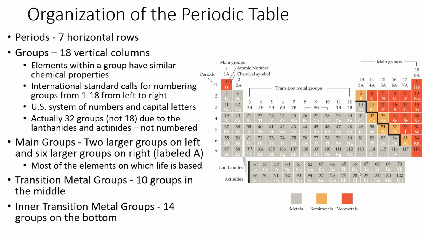So we have main groups, which are the 2 larger groups on the left and the 6 larger groups on the right, labeled A. These are all called the main group elements. The transition metal elements are these 10 groups here in the middle. And then the inner transition metals are the 14 groups shown down here on the bottom. So again, main group are the 2 on the left and this big block here. Transition metals are here in the middle, and the inner transition metals are those bottom 2.